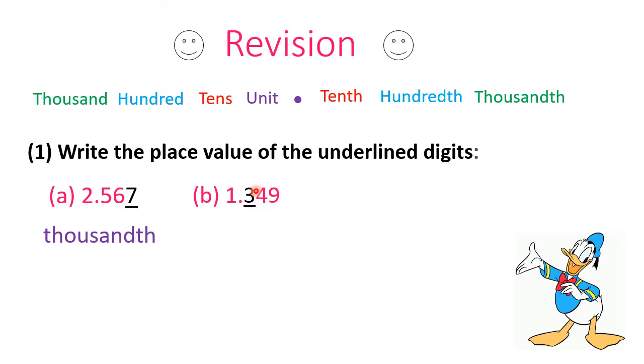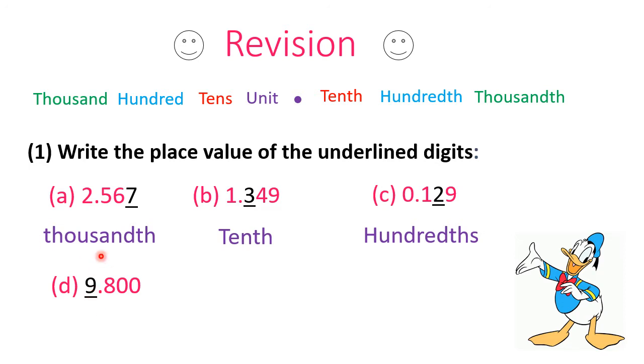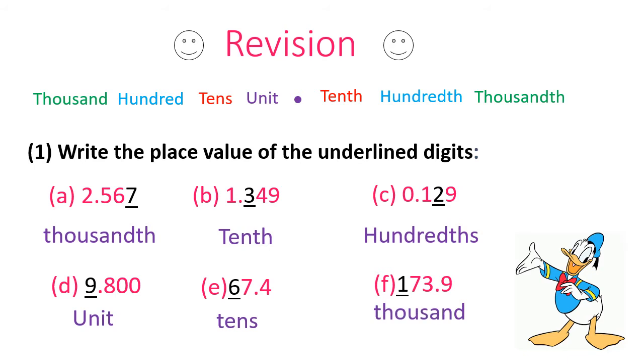B. Number 3, after the decimal point, tenth. Okay, so in the right, begin from what? Tenth. Number 2: here number 1 is tenth, number 2 is hundredths. Okay. D. 9 in the left, unit. So in the left, begin from what? Unit. Okay. Number 6, unit. 7, 6 tenths. Put tenths. F. Number 1 in thousand. Okay.